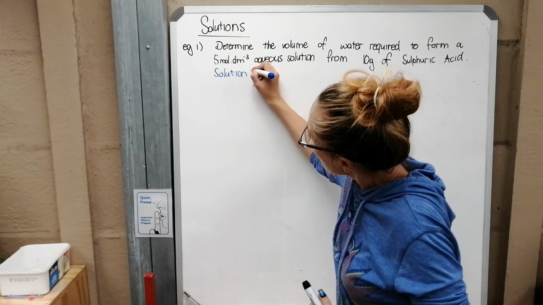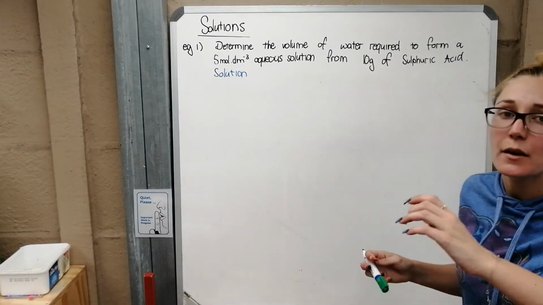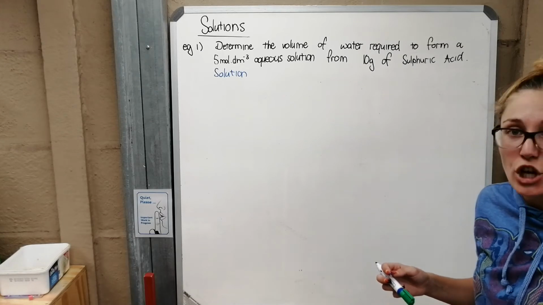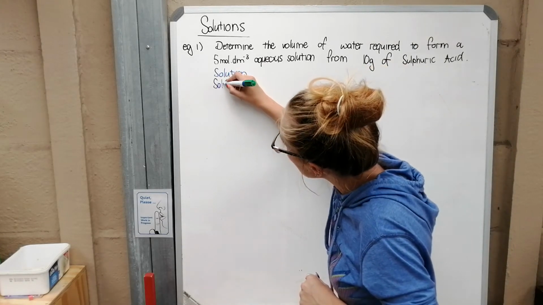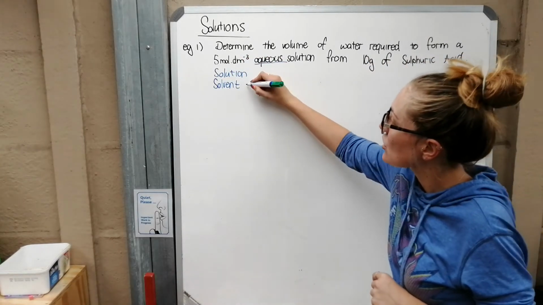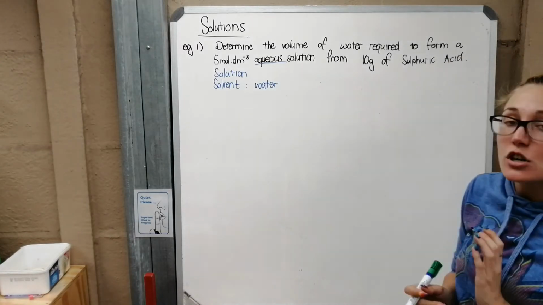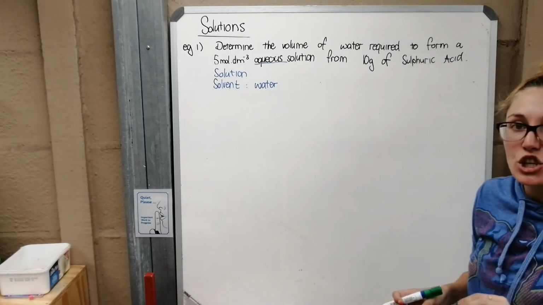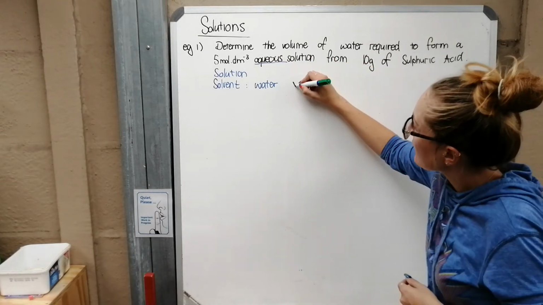Now in order to unpack the questions, what I like to do is first identify what my solvent is, what my solute is, and what I know about each of them. So my solvent in this case is water. We're forming an aqueous solution. And the only thing we need to know about the solvent is the volume. And that's what they're actually asking us.